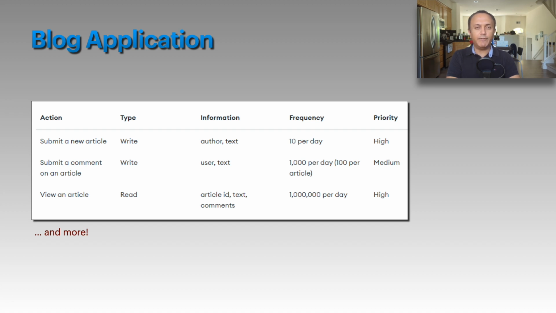Another operation would be viewing an article. This is obviously the most important part. This is what blogs are for, because people will read them. Not many people would submit articles or comment, but more people would read the articles. So this is the read operation. This is expected to happen like 1 million times per day. And this involves reading the article ID, the text, as well as the comments on that article.